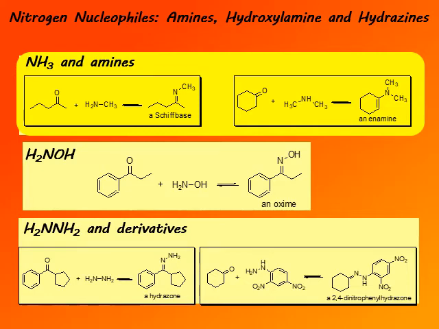Secondary amines, of course, cannot form carbon-nitrogen double bonds since they already have two alkyl groups. So secondary amines react with carbonyl compounds to give so-called enamines. And enamine means alkene-amine. So they have amino group attached to carbon-carbon double bond.